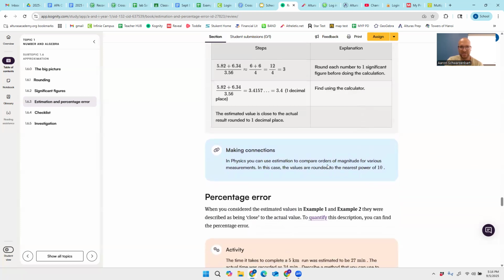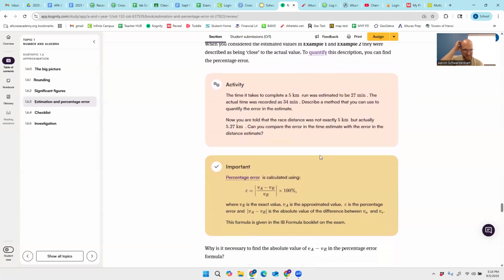Making connections. In physics, you can use estimation to compare orders of magnitude in various measurements. In this case, the values are rounded to the nearest power of 10. So 10, 100, 1,000. When we get to great grand measurements, like in space, to the nearest power of 10 gives you something pretty close.